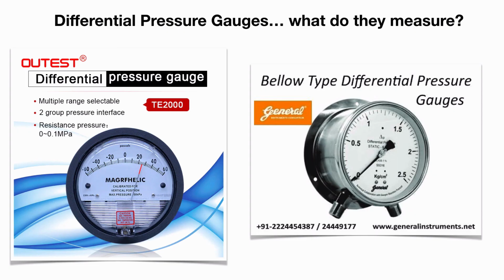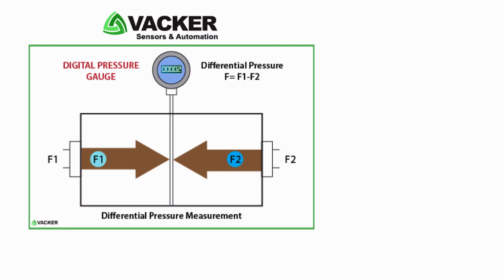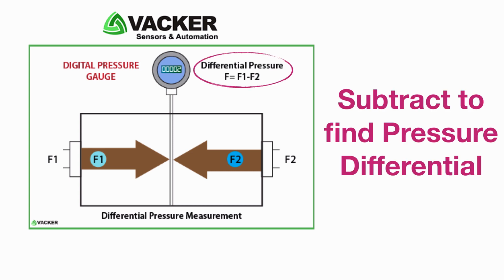Now let's change topics a little bit. What might be a pressure differential gauge? Pressure differential is the topic of the hour, right? What might a pressure differential gauge measure? How would I subtract, and subtract from what, pray tell? Well, I'm glad you asked, because it says right here the differential pressure is the subtraction of F1 minus F2. The differential pressure is the subtraction, literally given in the instruction manual for this pressure differential gauge.